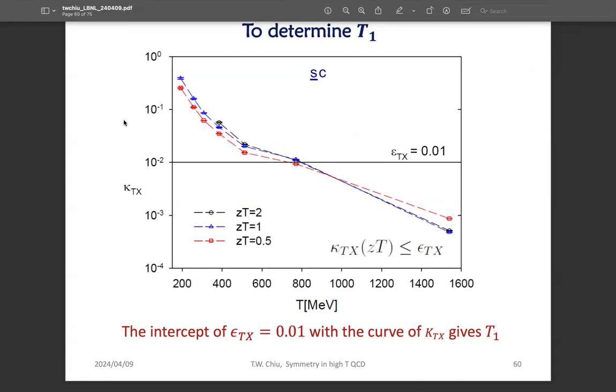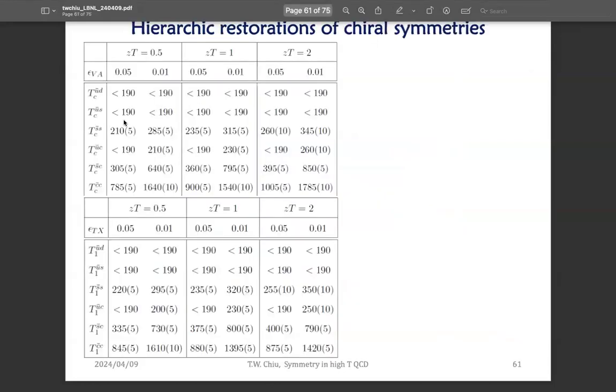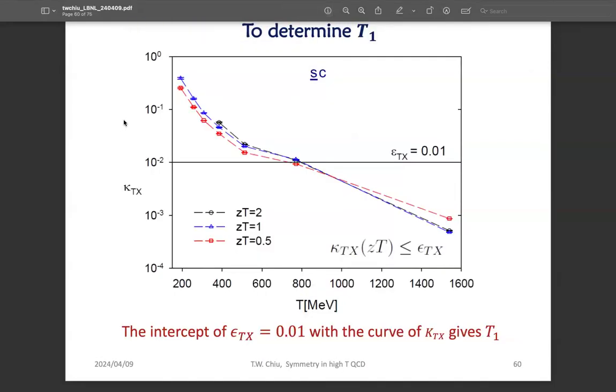But the points here are not data points, so you need interpolation and maybe also extrapolation, if it is beyond the range. Wait, sorry, I get confused. How do you get T1? T1 is this. For example, for this sector, if I require the breaking parameter to be less than this, which is 0.01, then for all temperatures higher than this temperature, the breaking parameters are smaller than the criteria. So this is the T1.